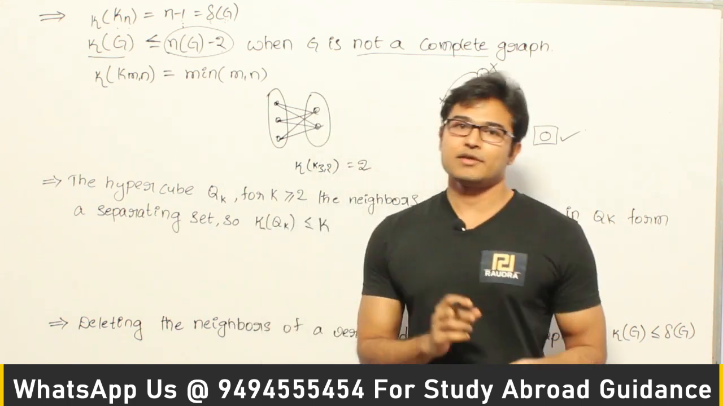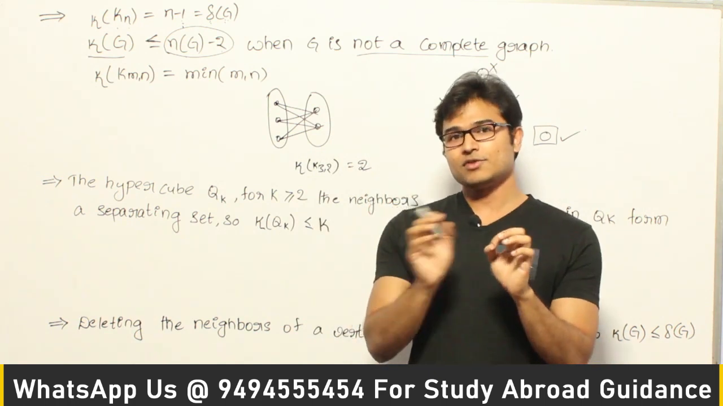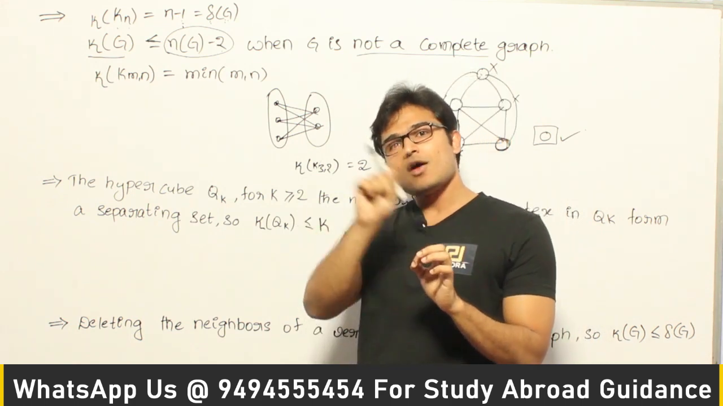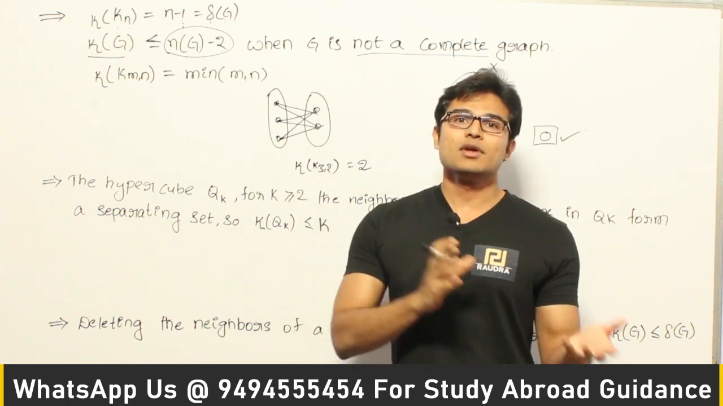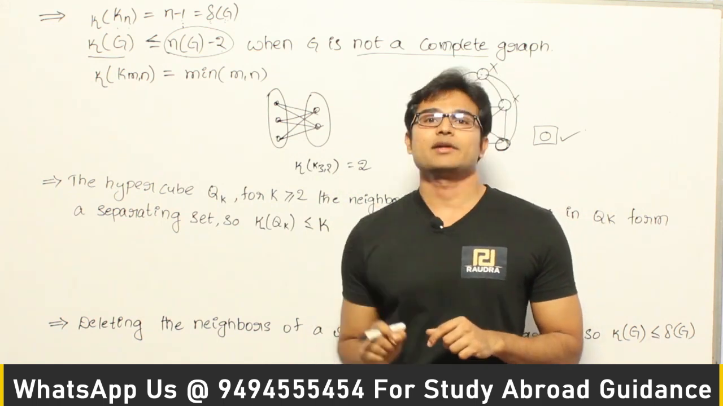Now let us take such a graph, in which there are at least 2 vertices which are not adjacent to each other. Now what I will do is remove all the other vertices other than these 2 vertices. Then only these 2 vertices will remain, and they will be disconnected because initially they were not connected.